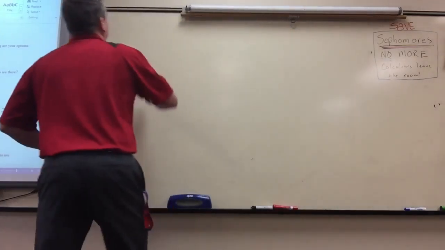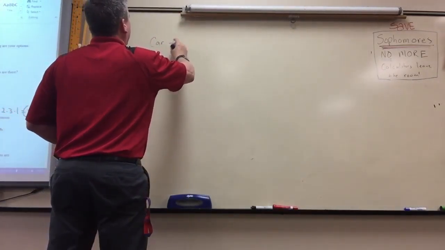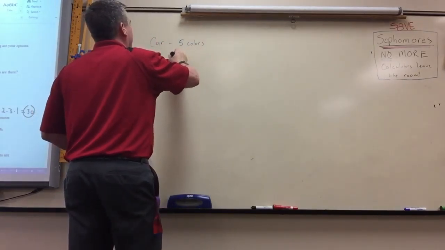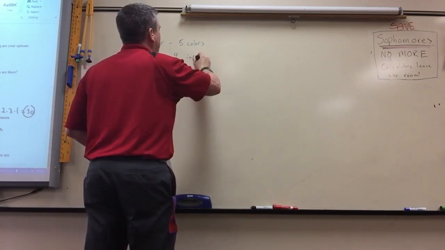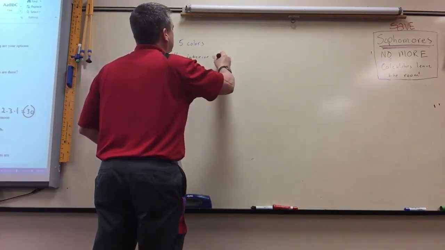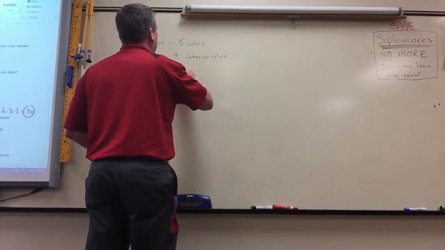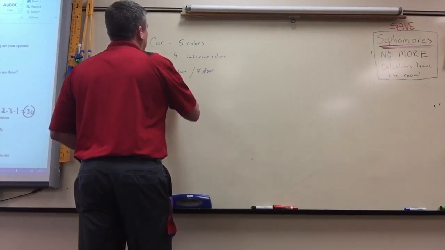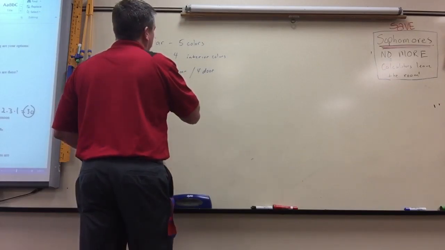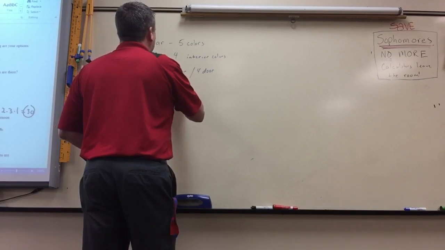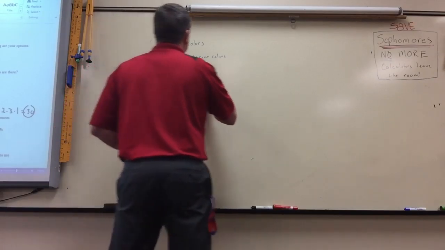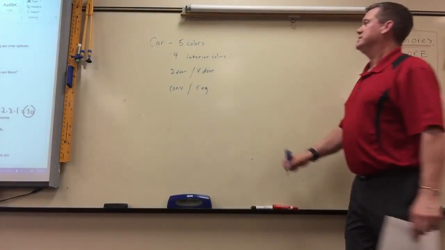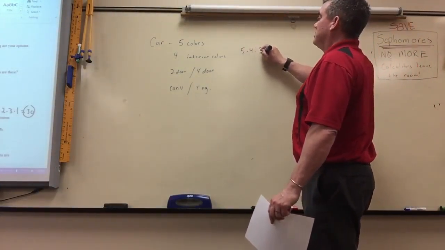Okay, so if you're buying a car and you can choose from 5 colors and 4 interior colors, and then 2-door or 4-door, and then we'll say, what's one other option you can have? We'll have convertible or regular. How many different combinations? 5 times 4 is 20, times 2 is 40.